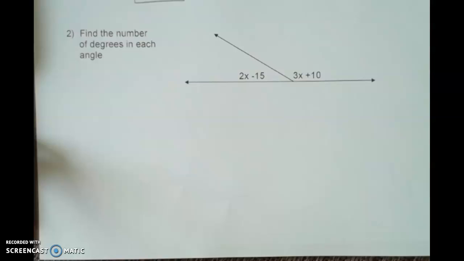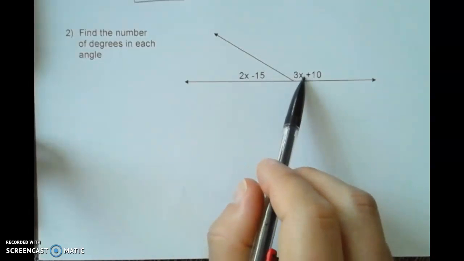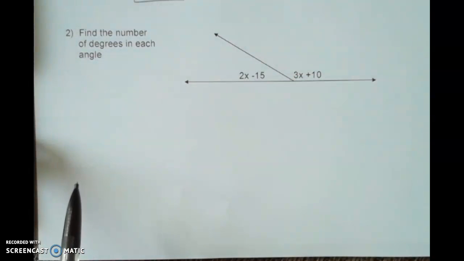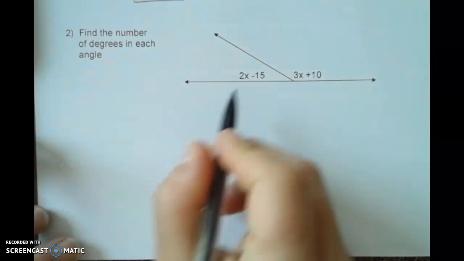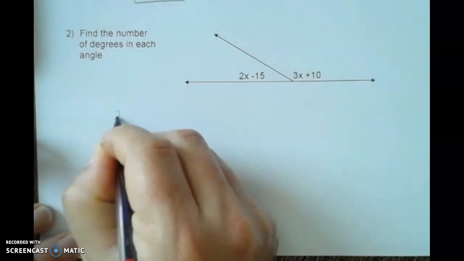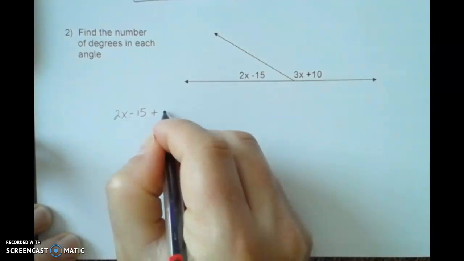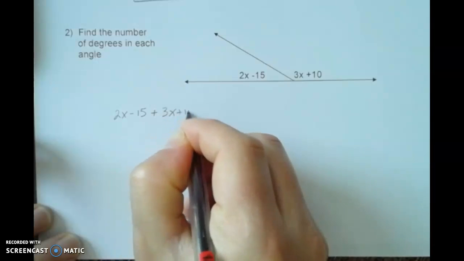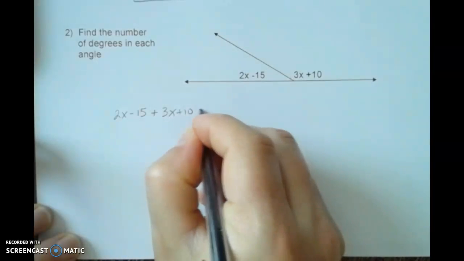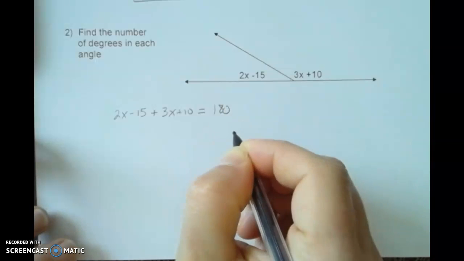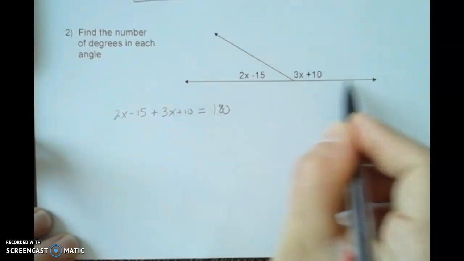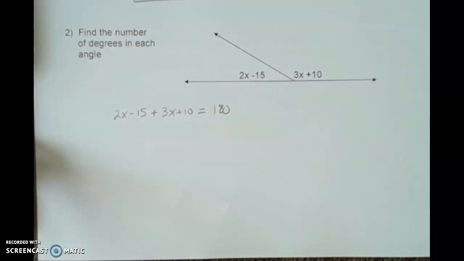Supplementary angles are two angles that have a sum of 180 degrees. And so I'm going to take my two angles and add them together, and again, when I do that, the sum has to be 180 degrees. So let's make our equation. My first angle says 2x minus 15. I'm going to add that to my second angle, which says 3x plus 10. And when you put these two angles together, they're going to have a sum of 180 degrees. A straight angle is 180 degrees.